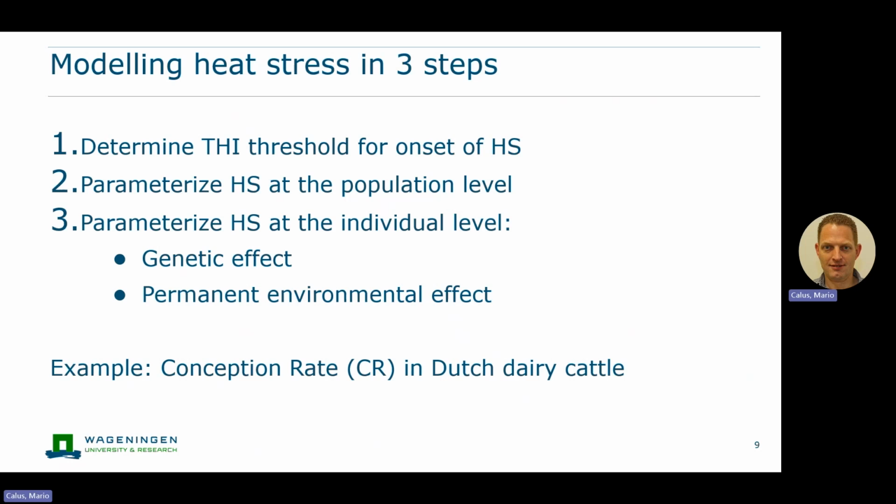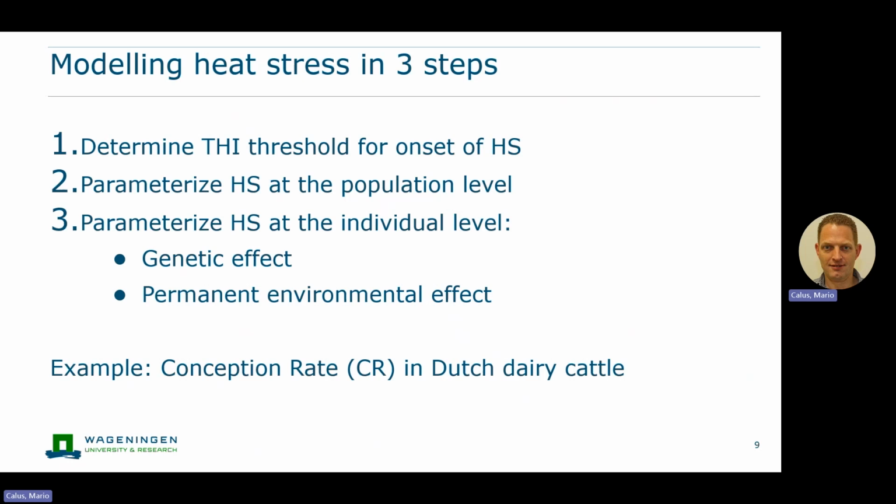So to model heat stress, in different publications over the recent years, this has been done using three main steps, and I'll guide you through those. First, you need to determine the temperature humidity index thresholds where heat stress starts. Then you need to parameterize the heat stress at a population level, so find the overall pattern of performance as a function of temperature humidity. And then the last one is to parameterize it at the individual level.